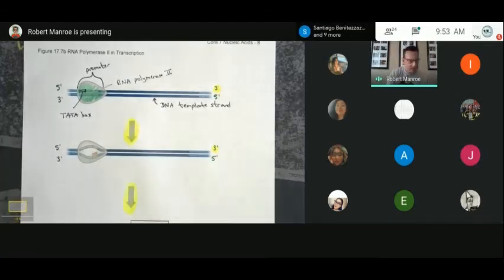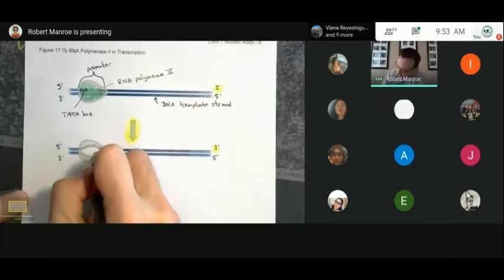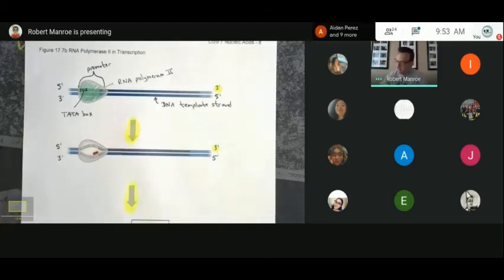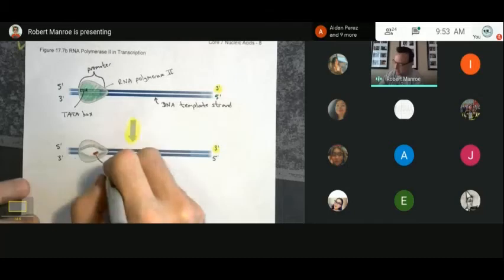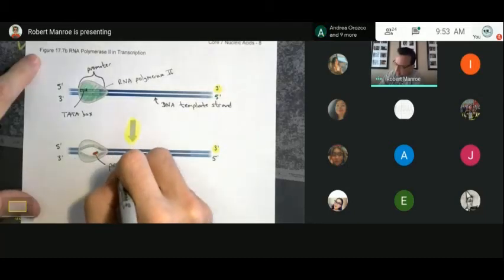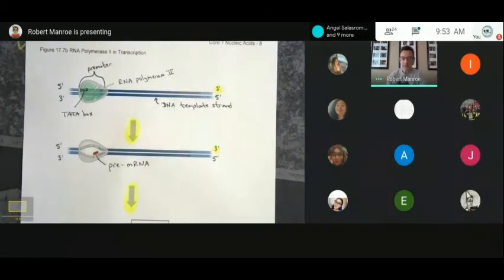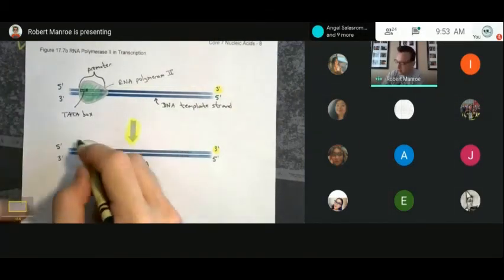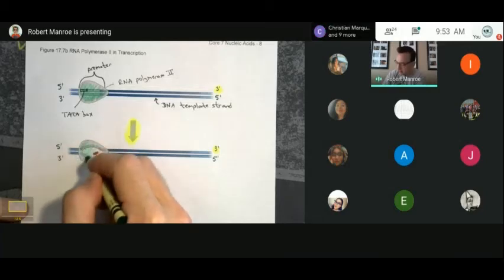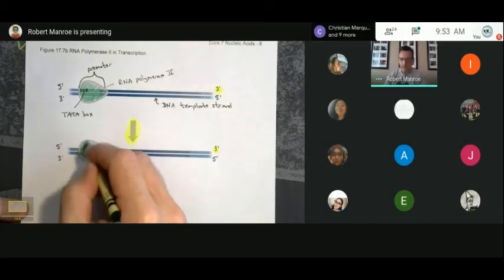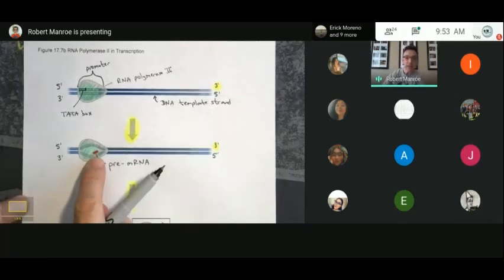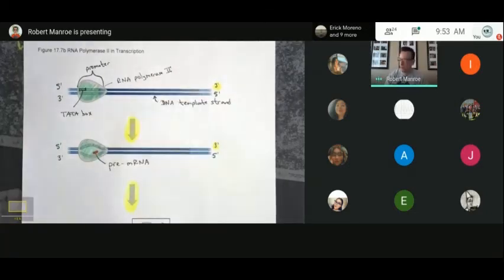So as the messenger RNA, I wish that was more red, so we'll make it more red. Okay, like pen. This is your pre-messenger RNA. And then your RNA polymerase is here. Since you are beginning the process, whenever you begin something, this would be initiation.